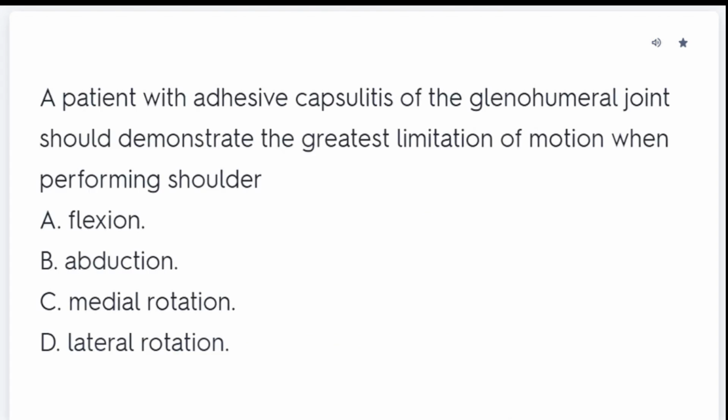A patient with adhesive capsulitis of the glenohumeral joint should demonstrate the greatest limitation of motion when performing shoulder: A. flexion, B. abduction, C. medial rotation, D. lateral rotation.